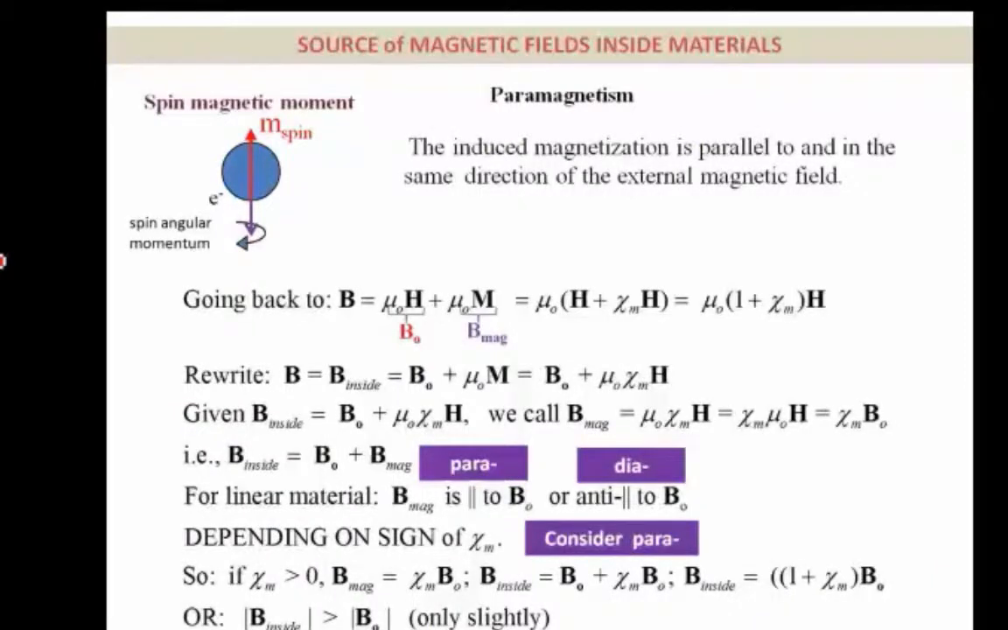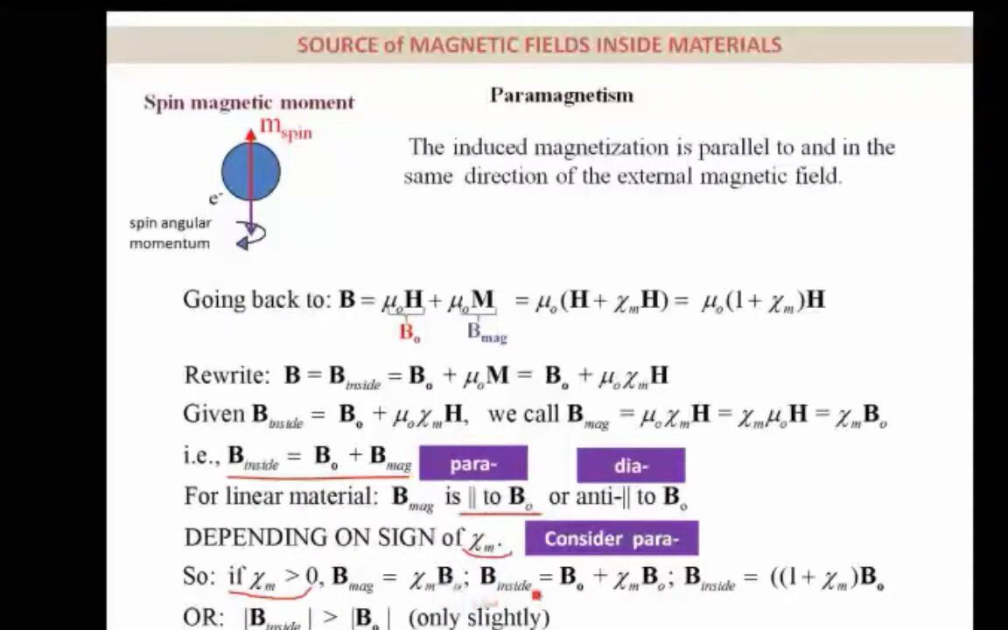So if we look at the results on the equations for B, so B inside, this is the same material that I gave you before, and now we're taking a look at this equation here, where we have B0 plus B mag. And for para, B mag is parallel to B0. So what that does is it makes chi sub m greater than 0, and that'll be para. So here we are. If chi sub m is greater than 0, then B mag will be in the same direction as B0. So that's what we mean by aligned. It's parallel rather than anti-parallel.